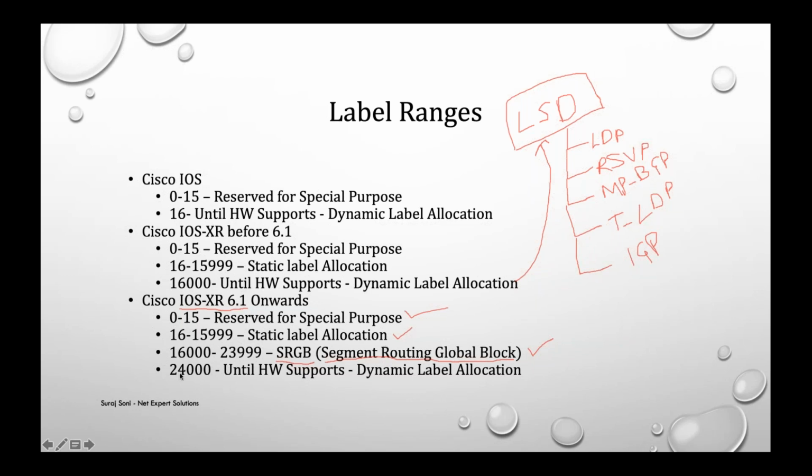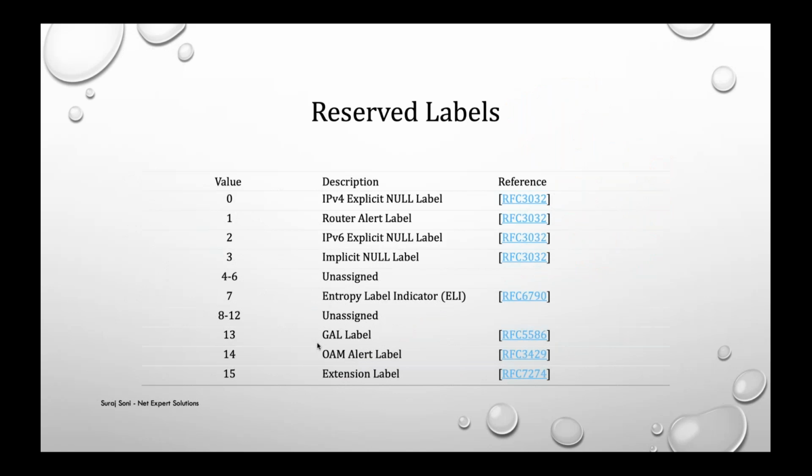So this is how the label allocation works. Then from 24,000 until what the hardware supports is the LSD, the dynamic label allocation, the labels that are part of the label switch database. So these are the reserved label ranges for different Cisco IOS, IOS XR, and their different versions. Now let's talk about the reserved labels.